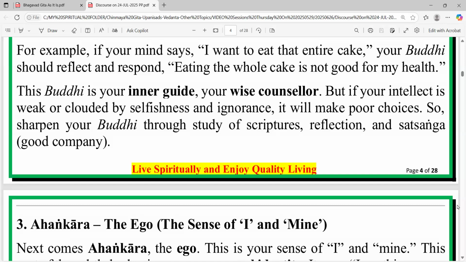This buddhi is your inner guide, your wise counselor. But if your intellect is weak or clouded by selfishness and ignorance, it will make poor choices. Therefore, sharpen your buddhi through study of scriptures, reflection, and satsang, which is good company.